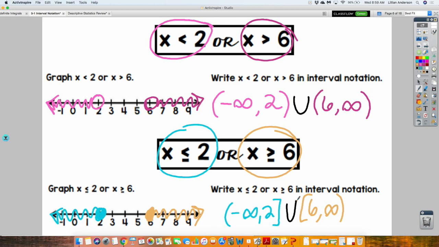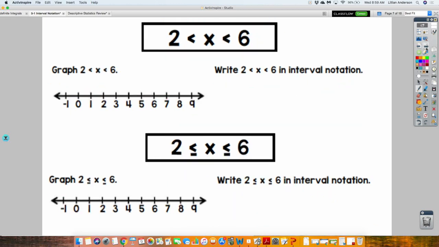Let's look at this one. These two are called compound inequalities. It's basically saying that x is in between 2 and 6. So your shading needs to be in between 2 and 6. What do I need at 2? Open circle. What I need at 6 is an open circle. And I shade in between because that's where x is.